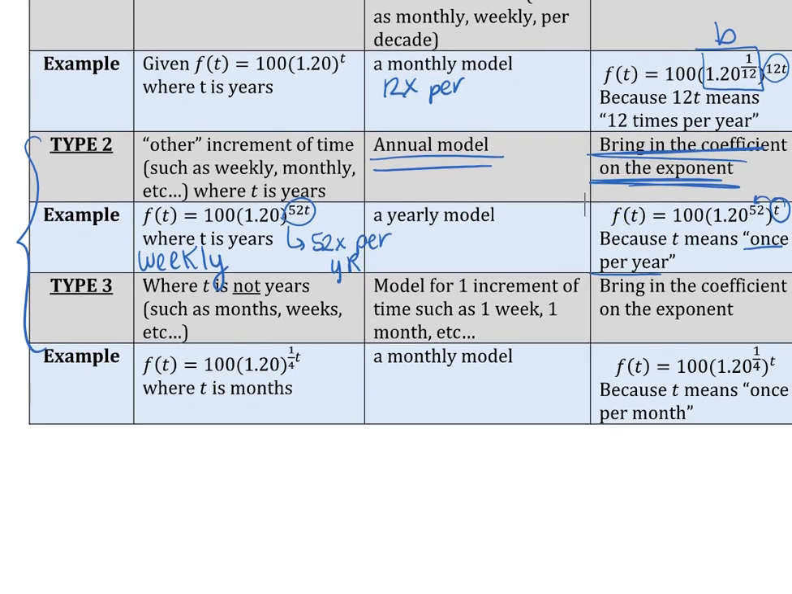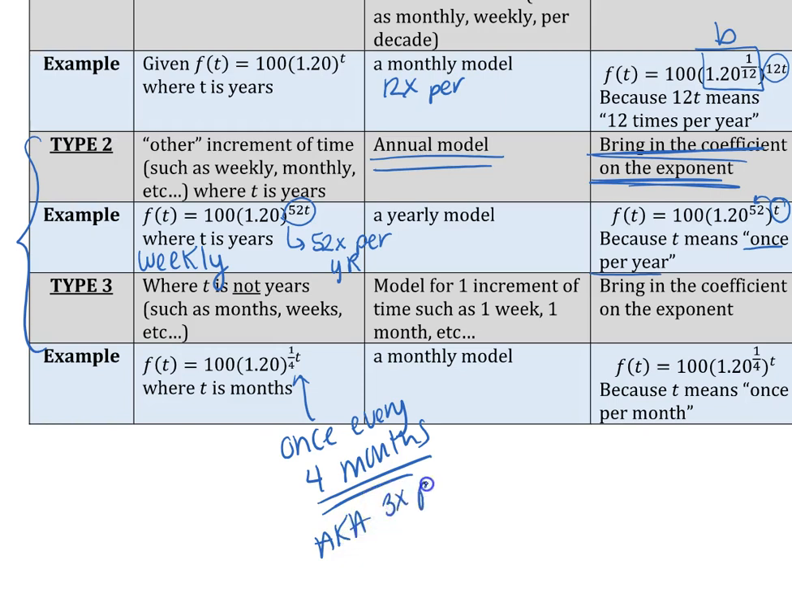The last example is where t is not in years, it's in months, weeks, etc. So in this example, I said t was months. So technically what this is saying is we're going to grow by 20% once every 4 months, which is aka 3 times per year. So however you want to think about that. So once every 4 months, 3 times per year. Okay. Let's say I know I'm growing by 20% once every 4 months, but what if I wanted to know how much I was growing by per month?